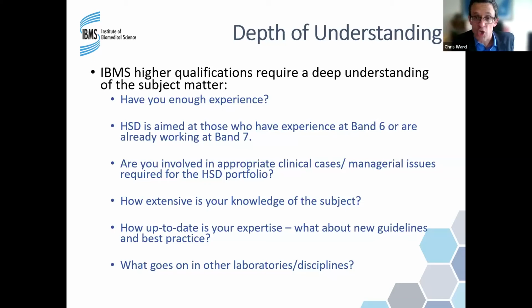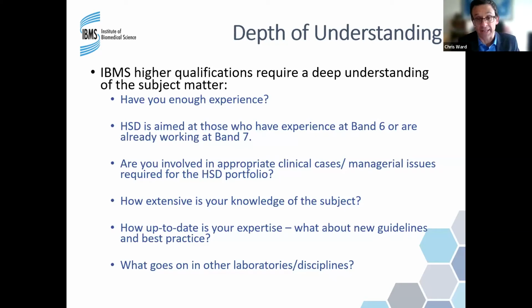If you go back a few years, and I've been at the Institute for around 10 years now, we used to say that you had to have 5 years post-registration experience to do the HSD. We've removed that requirement simply because it was a slightly artificial number of years of experience that we were asking people to have. Just because you had, say, 10 years experience didn't mean necessarily you would pass the qualification. Equally, if you only have 3 or 4 years, it didn't mean you would necessarily fail. So we've removed the specific requirement to have 5 years experience.